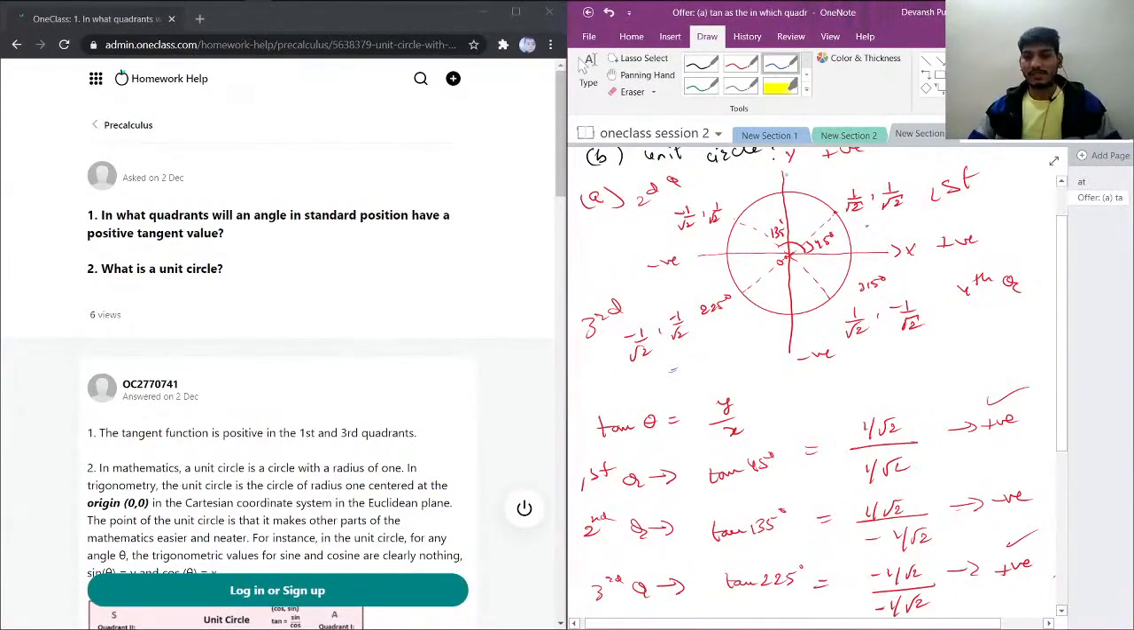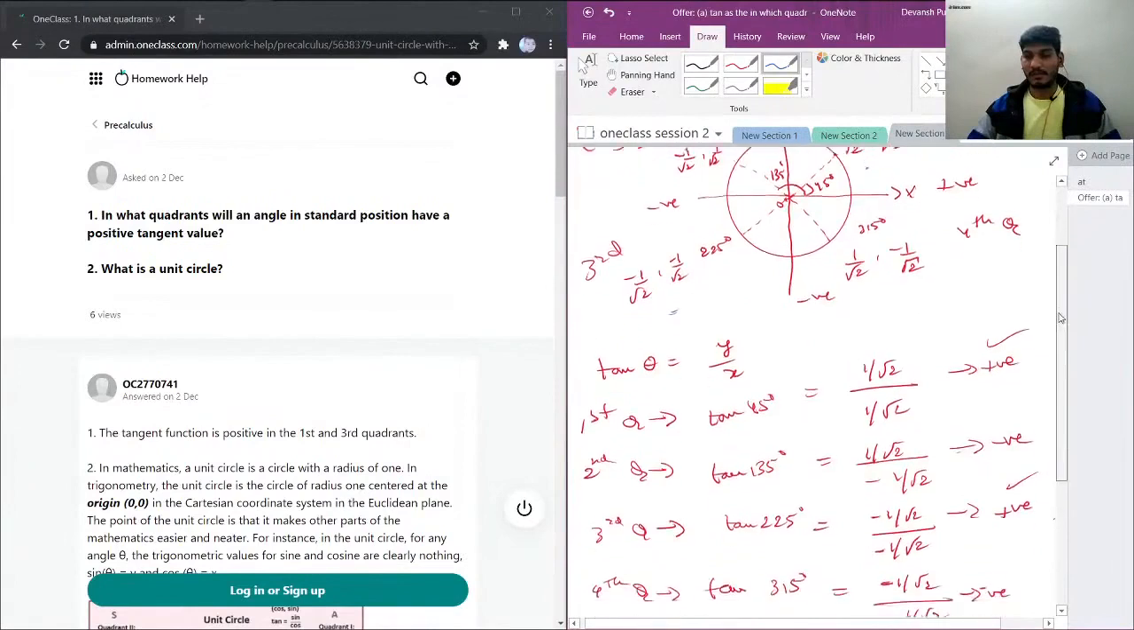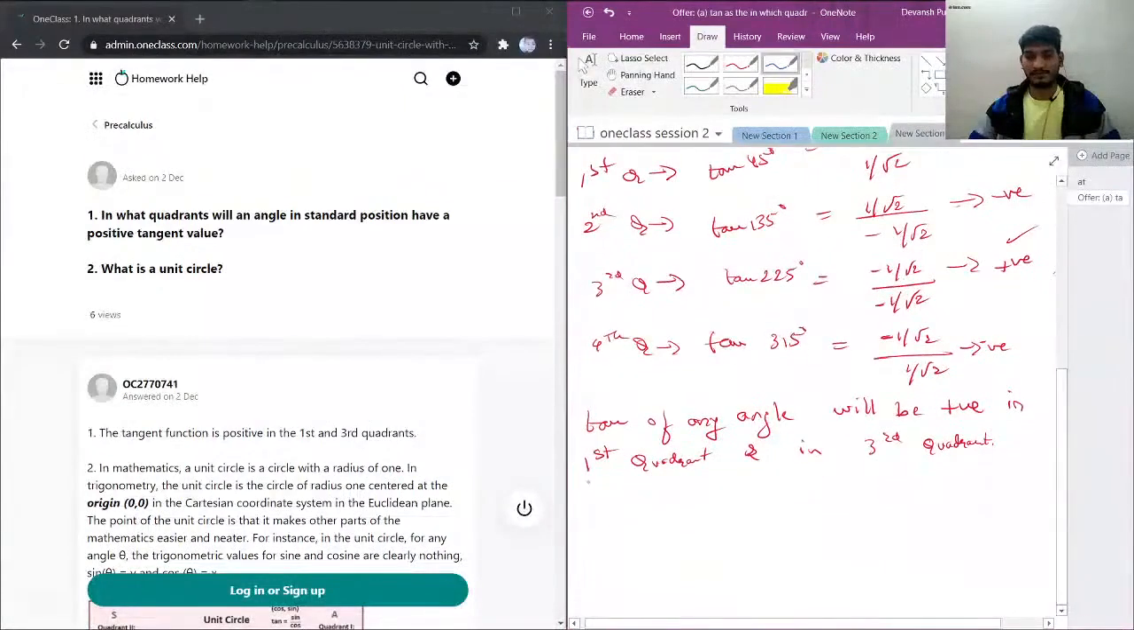So here we can see in the first quadrant all the values of y and all the values of x are going to be positive. So therefore my y by x is always going to be positive. And in the third quadrant my x and y both are going to be negative. So negative over negative is going to be positive, and therefore in the third quadrant my tangent is positive.